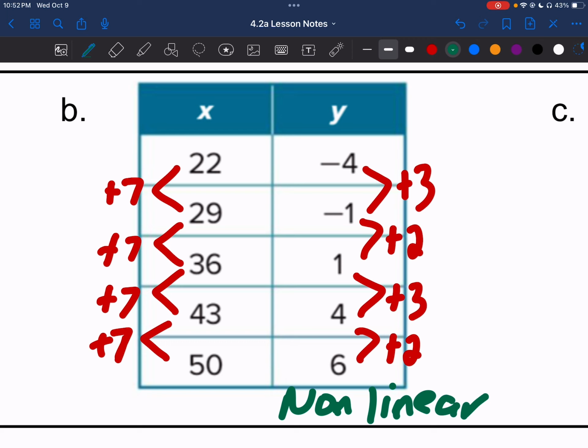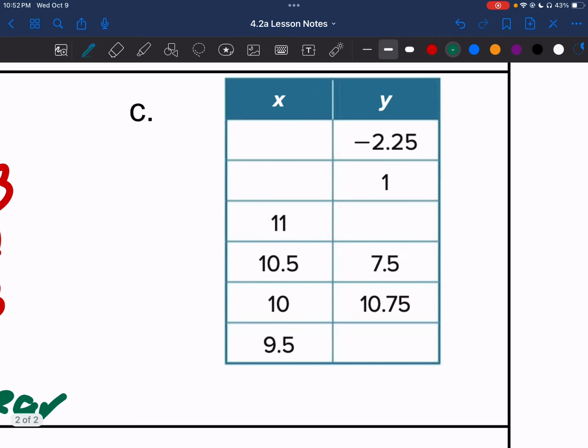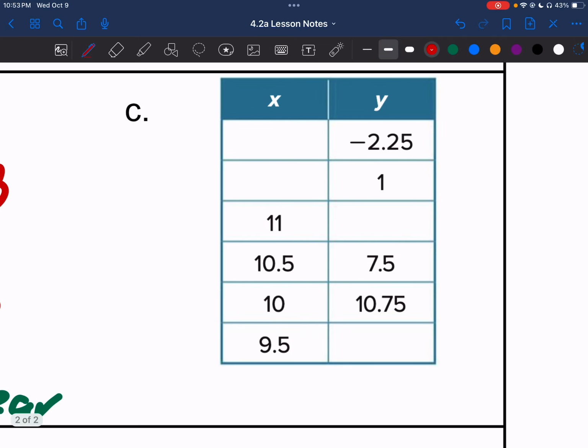All right, so now we're going to go on to letter C. And for this one, we need to figure out what is the relationship here, because I need to fill in these blanks. So I want to look at what are my values and what do I have as my difference. So my difference on my y value from 7.5 to 10.75, we're adding 3.25. And if I look at -2.25 to 1, we are adding 3.25.